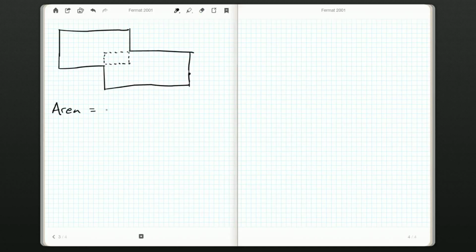So the area is going to be rectangle 1 plus rectangle 2. But when we add both of these rectangles' areas, we're counting this area in here twice. We count it once when we add in the 5 by 8 rectangle, and then we add it in again when we add rectangle number 2, the 4 by 9 rectangle. So we need to subtract this smaller area here.